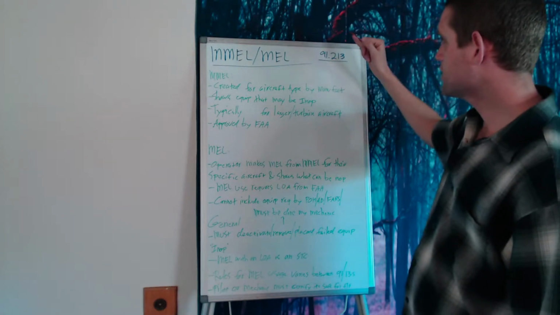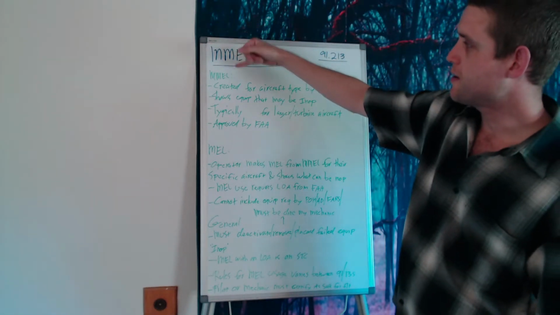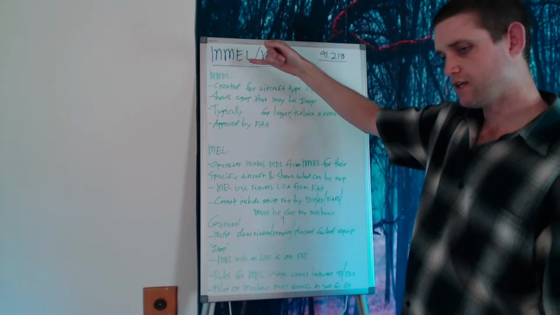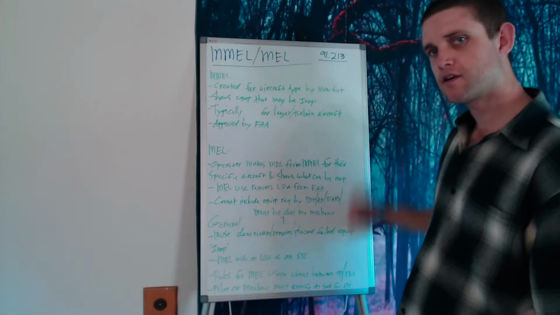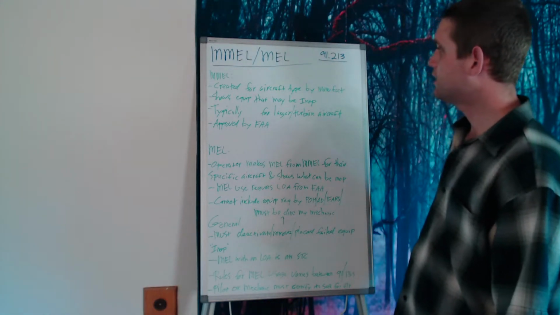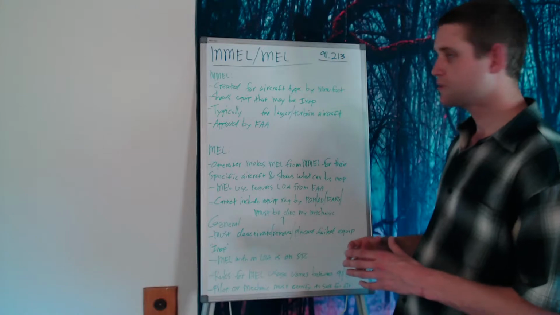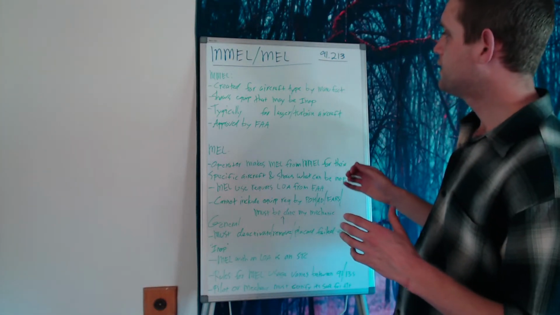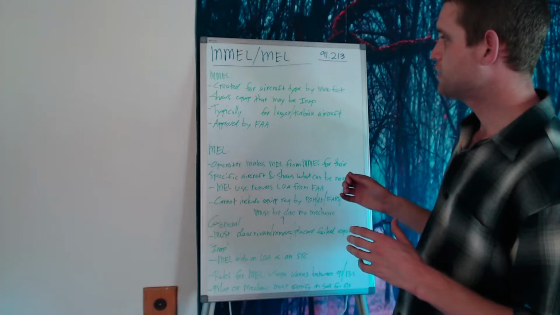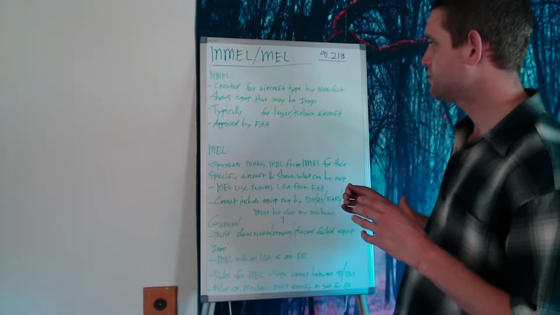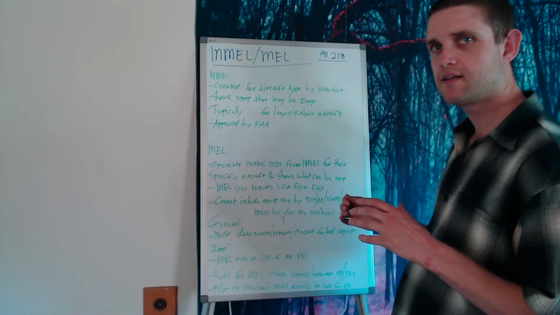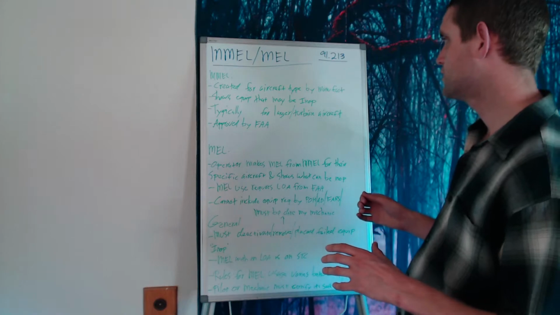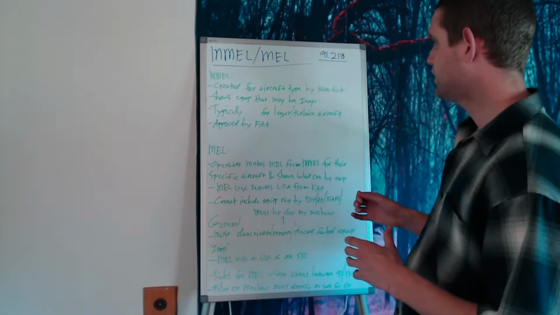First thing we're going to go over is the basics of what an MMEL is. MMEL stands for Master Minimum Equipment List. It is a document that is created by the aircraft manufacturer and then approved by the FAA. It shows what kind of equipment can be inoperative for that type of aircraft and still be legal and safe for flight.